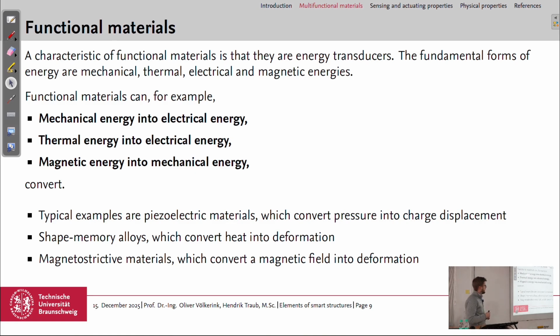And typical examples are piezoelectric materials. This is also the basis material for the transducers we brought and you will use in the lab. And they convert pressure into charge displacement. You may also know shape memory alloys, which convert heat into a deformation. And magnetostrictive materials, which convert a magnetic field into a deformation.